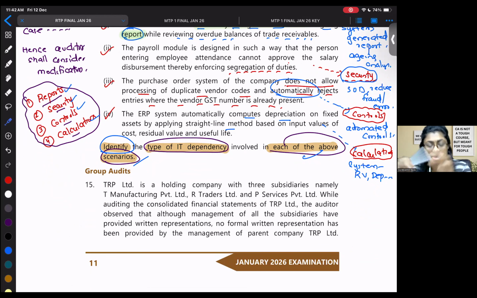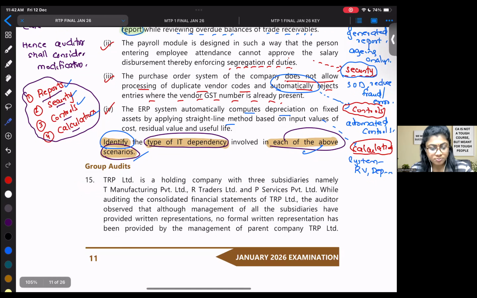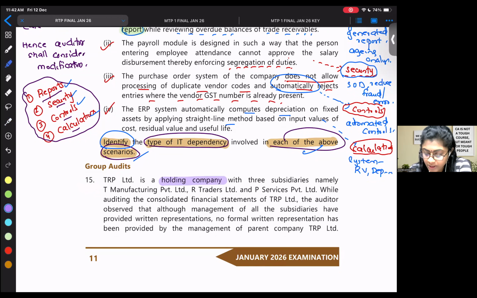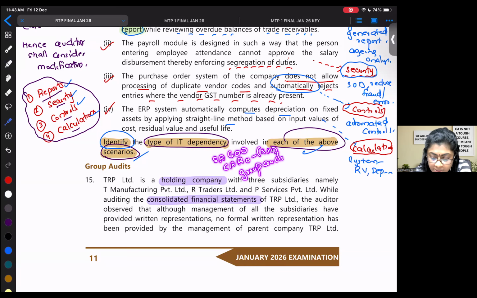Can we go to the 15th question? TRP Limited is a holding company with three subsidiaries, namely manufacturing, trading and services. While auditing the consolidated financial statements, which points will come to your mind in the exam hall when you hear about consolidated? SA 600 will come. CARO clause number 21 will come. Plus group audit chapter 13 will come.